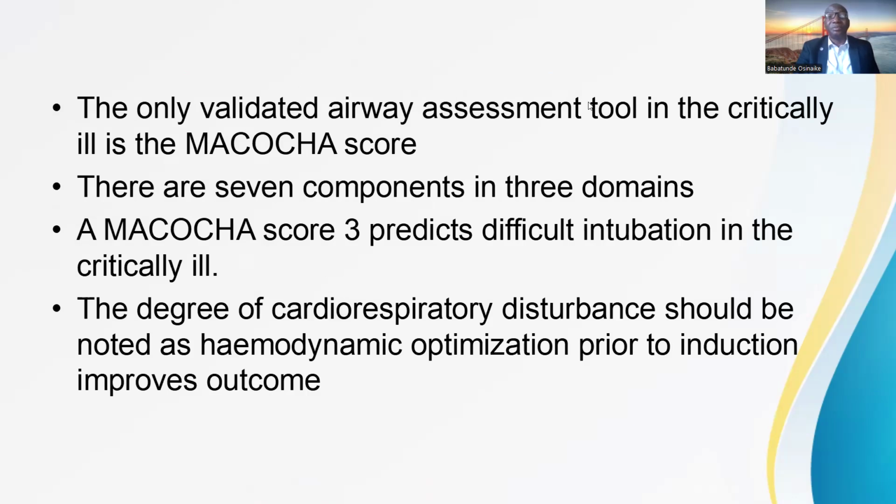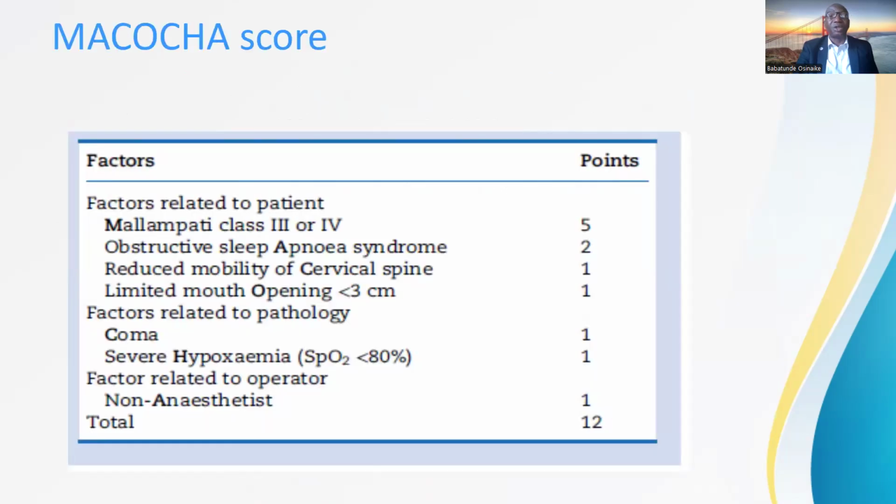In the ICU, the only validated tool for airway assessment is actually the MACOCHA score. Okay, this has 7 components in 3 domains. A score of 3 predicts difficult intubation in the critical area. Sometimes it's important to note because sometimes we overlook this. The degree of cardiorespiratory disturbance in the patient should be noted so that after intubation, you will know whether the patient has deteriorated or not. So this is the score, okay?